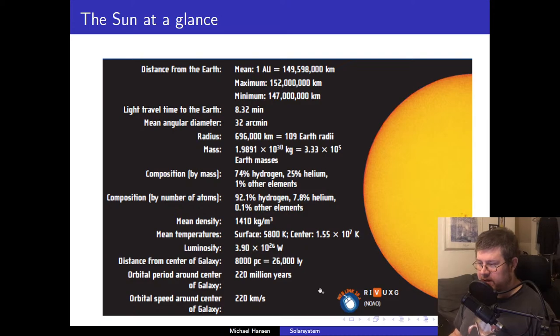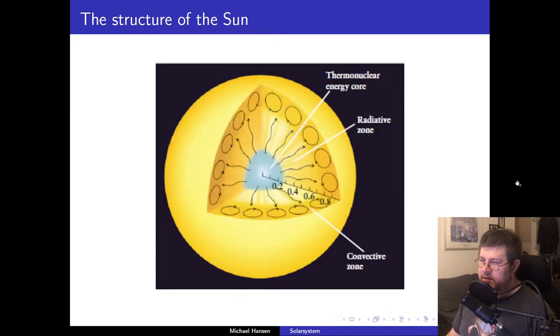The orbital period around the galaxy, of course, is 220 million years, and the orbital speed is roughly 220 kilometers per second, also around the galaxy. Let's go on. There are three main ways that stars can be zoned. For small stars, that is red stars, they are usually only convective zones. For medium-sized stars, or actually dwarfs, or a little larger than that, they're usually radiative in the inner zone and convective in the outer zone. And for very large stars, giants, supergiants and hypergiants, it's the reverse. They are usually convective in the inner zone and radiative in the outer zone.